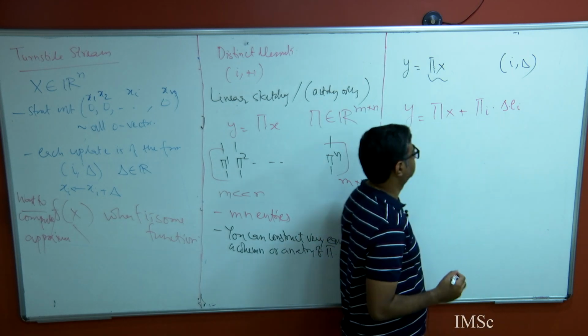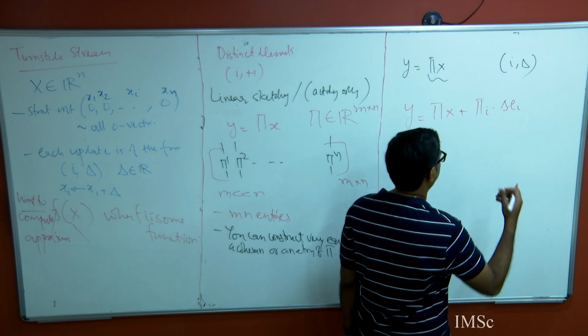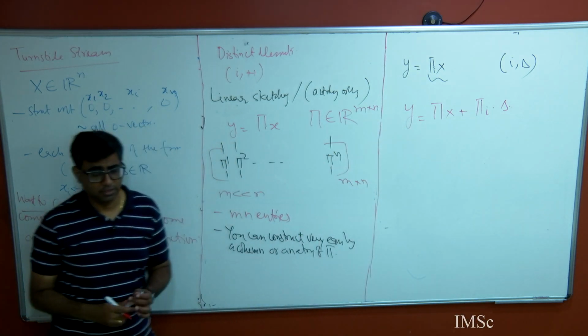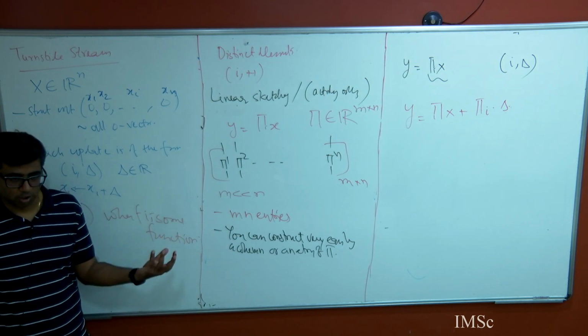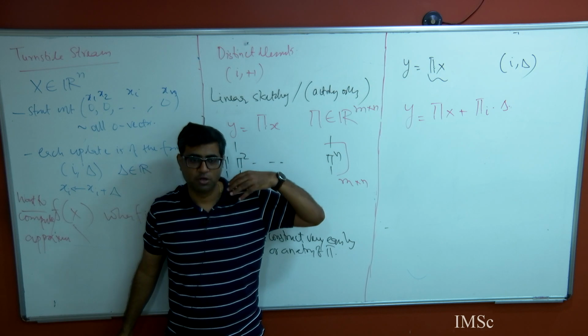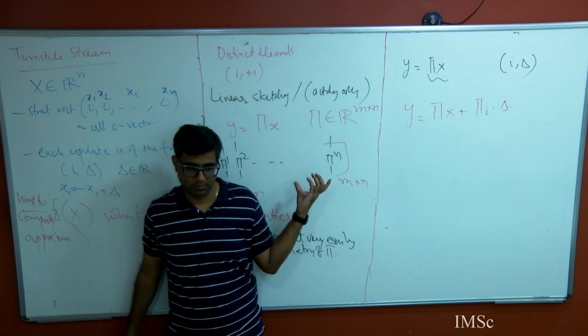Just pi and delta. Pi I? Yeah, that's also fine. Right? So if I give you a column, you can update y very easily. So it's all about how to get these things, right?